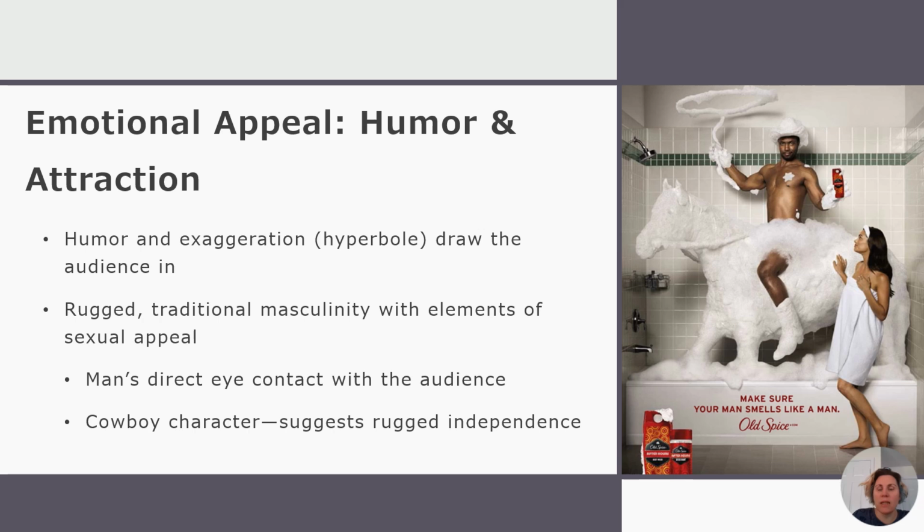The emotional appeal is tied closely to tone. Humor and exaggeration, or hyperbole, draw the audience in, like the impossibly large lather forming a horse, cowboy hat, and lasso. There's also an element of sexiness, with the idea of smelling like a man implying sexual appeal. The cowboy character suggests rugged, traditional masculinity. By making direct eye contact with the audience, the man in the ad invites attraction and desire. While viewers may not rush to buy the product, they are likely to associate Old Spice with rugged masculinity.